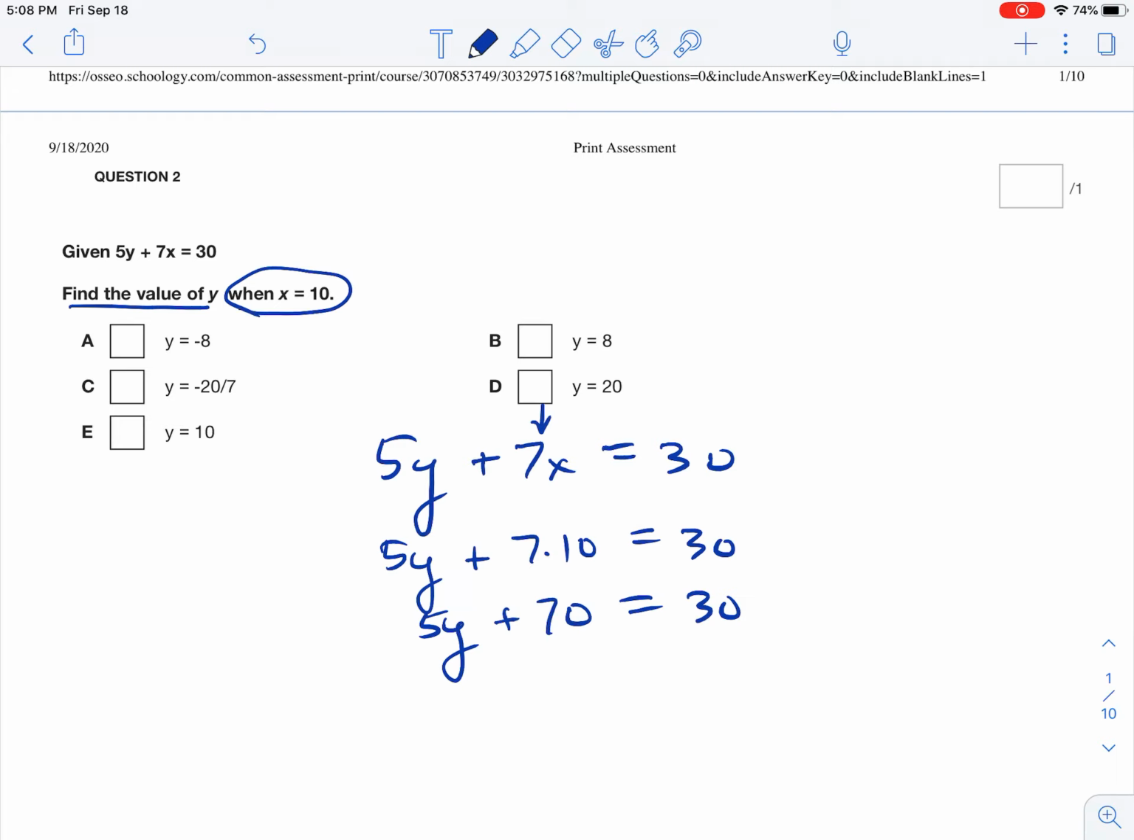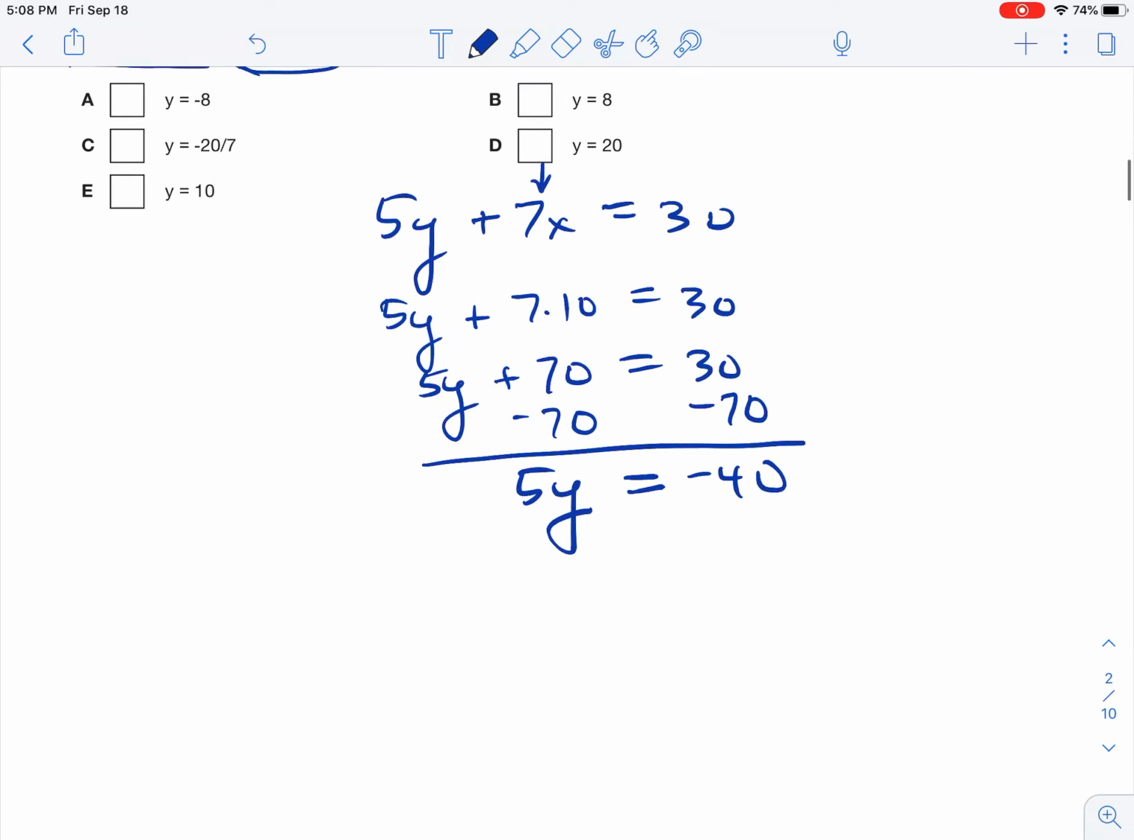So I know if I add 70 here, the way to get it to the other side is subtract 70. Then I end up with 5y equaling 30 minus 70, which is negative 40. And what I need to do with that then is, 5 times y, the opposite of multiplying is dividing, so that goes away, and I have to do it to the other side. So I end up with y equaling whatever the value of negative 40 over 5 is, and I hope right away you go, oh, Larson, that is negative 8. So the answer was that one.